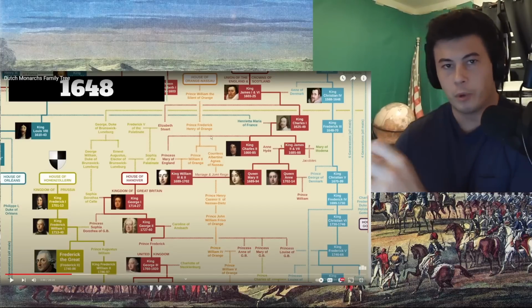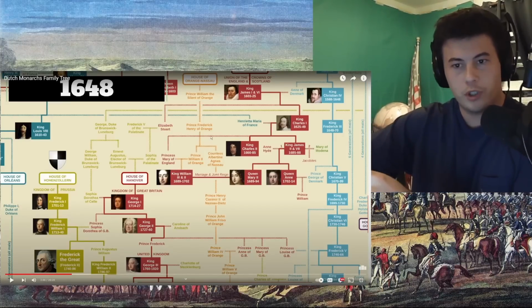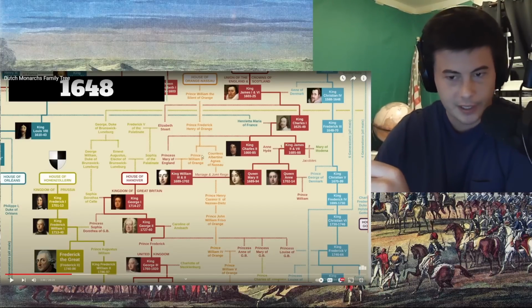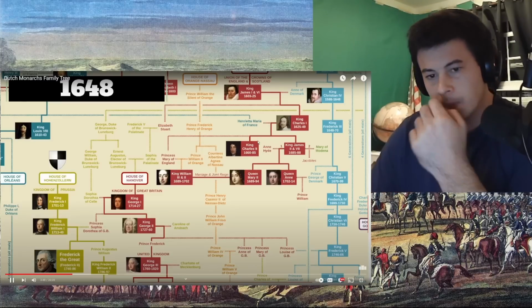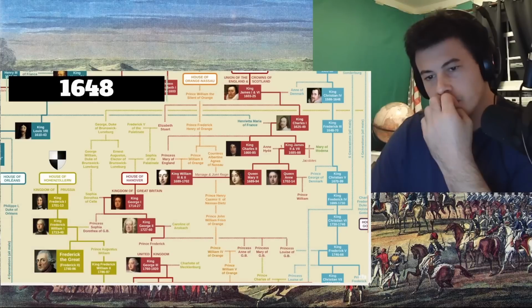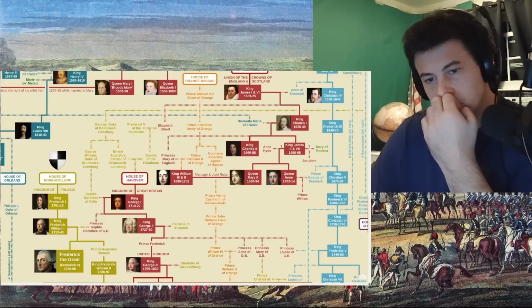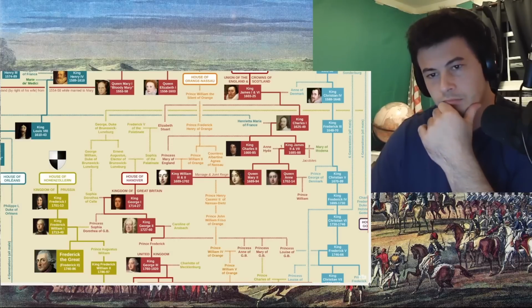Okay, but when someone says, who is William of Orange, it's this guy, right? It's not this guy. The war with Spain came to an end, and Spain officially recognized Dutch independence, even though in practical terms, the United Provinces had been independent since 1581.